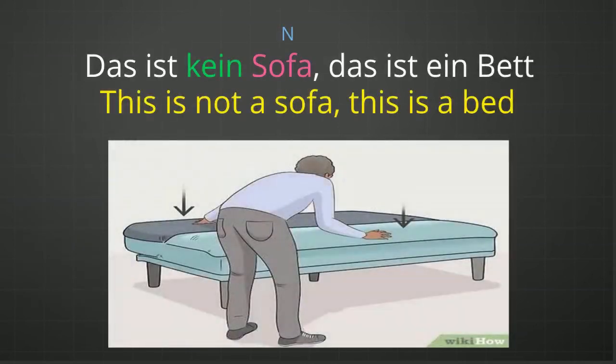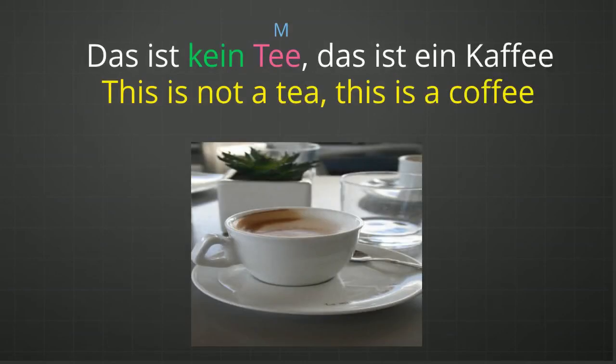Das ist kein Sofa. Das ist ein Bett. Sofa is neutral gender noun and that is why kein is negative article used for sofa. Das ist kein Tee. Das ist ein Kaffee. Tee is masculine gender noun. That is why negative article would be kein.